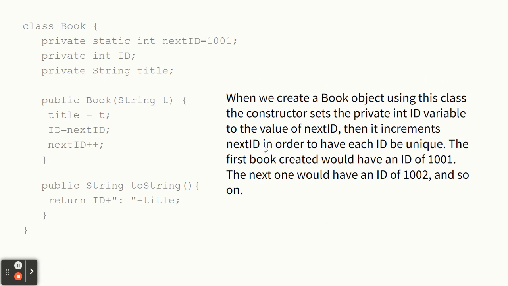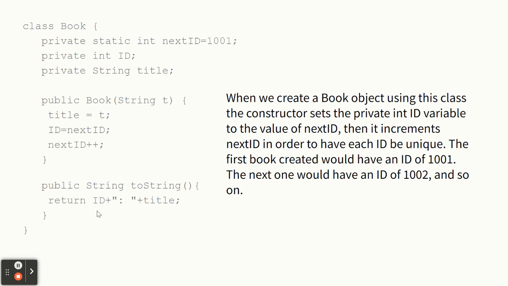So here's a common mistake. That's that same class, but I added a toString. Notice this toString down here uses ID, not next ID. If you used next ID in the toString, then if you made 5 books, they'd all say their ID was the same, 1005, because next ID is the next ID, not the ID of any particular book.